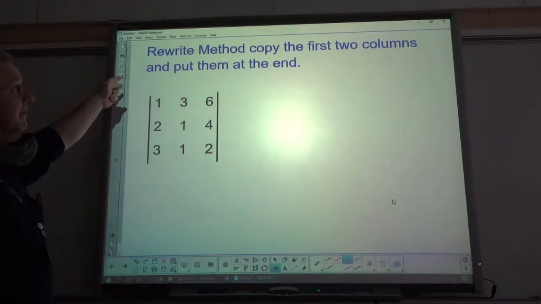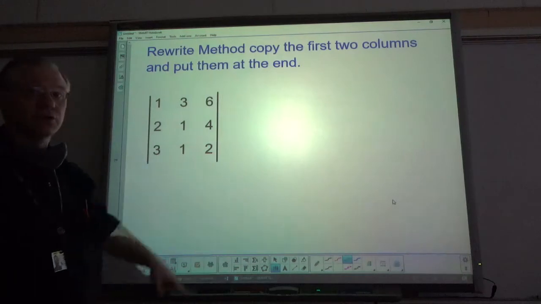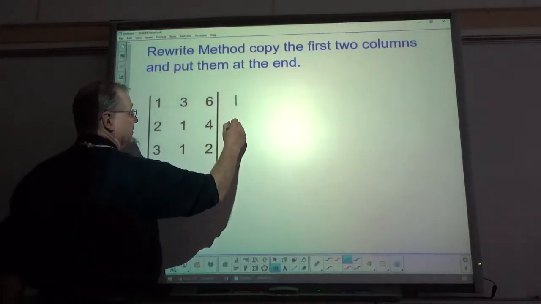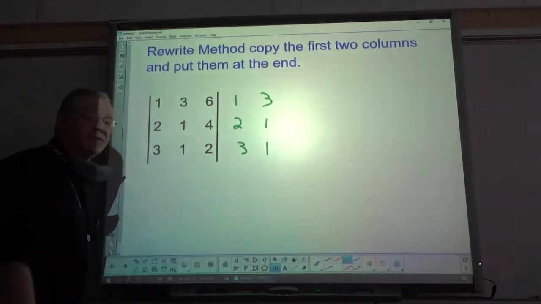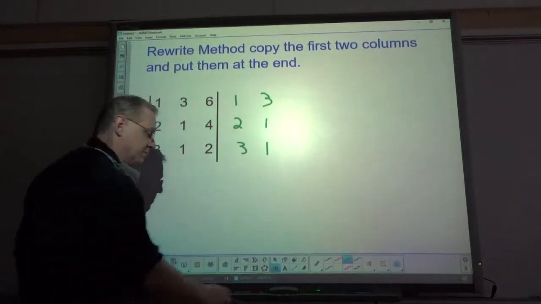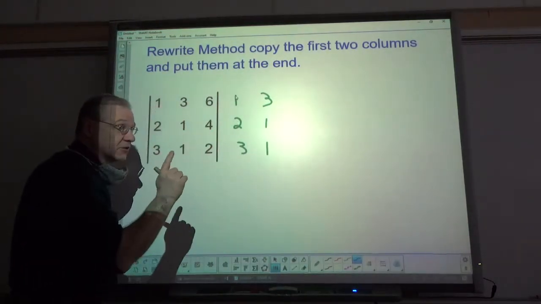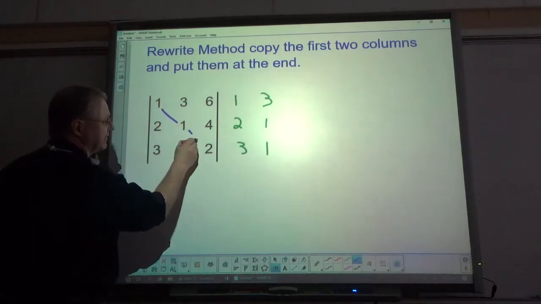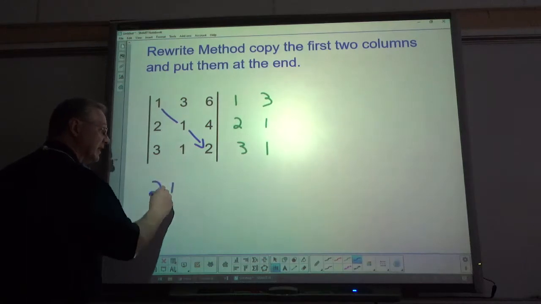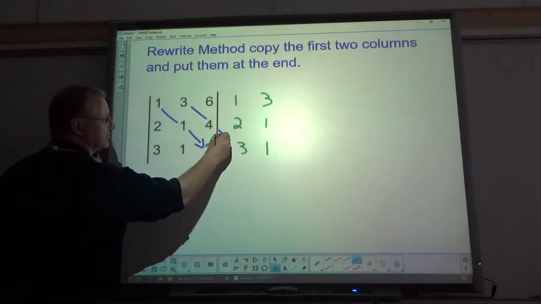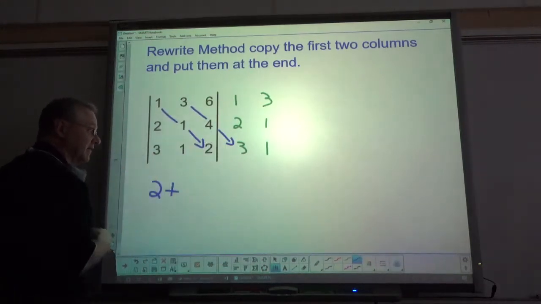There's the rewrite method, where you take the first 2 columns and put them in order afterwards. So 1, 2, 3, 3, 1, 1. And then you multiply. Now when I multiply, I go diagonally down to the right first. So I multiply these 3. 1 times 1 times 2 is 2, plus these 3. It's always plus for going down to the right, and it's minus going back the other way.